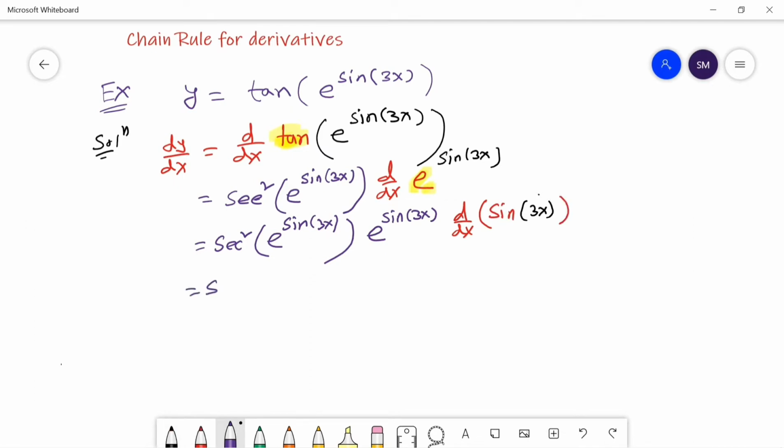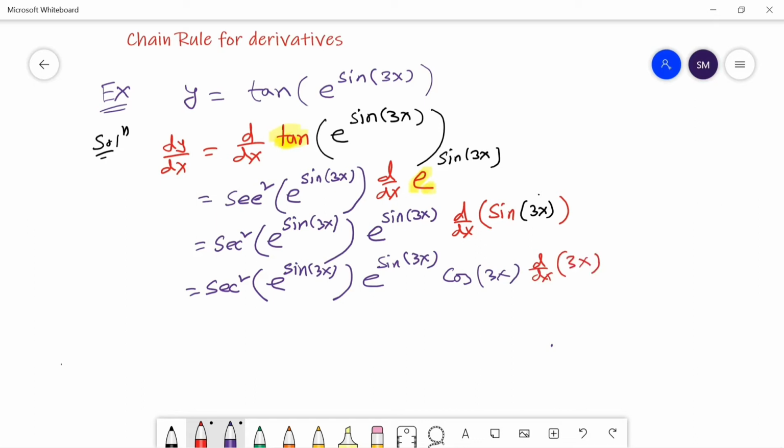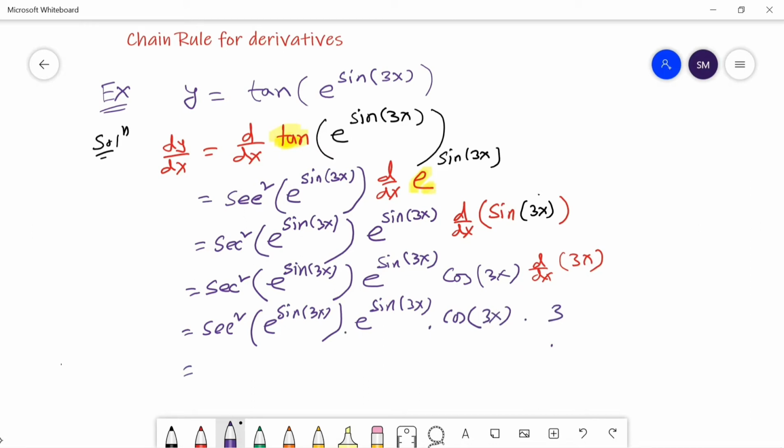In the third step, write the first two terms as they are, and then the derivative of sine is cosine 3x, with the inside as it is, and then again apply the chain rule. The last step is the derivative of 3x. Since the derivative of 3x is 3, after rearranging the terms you will get your final answer as written here.